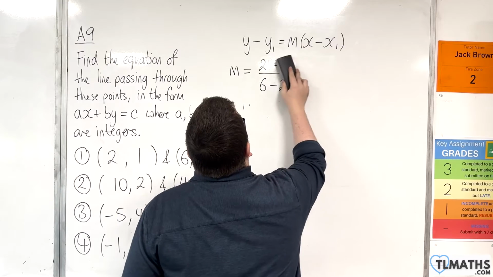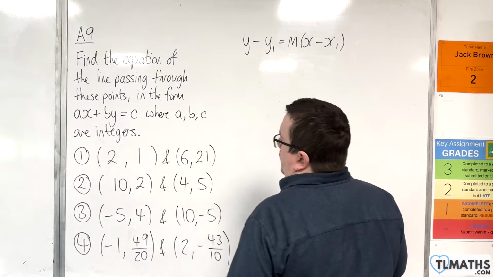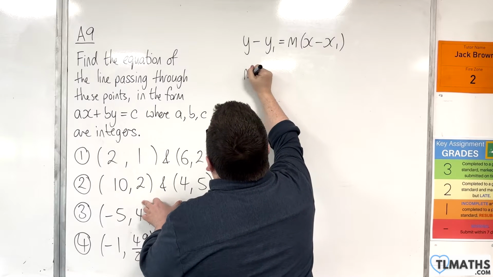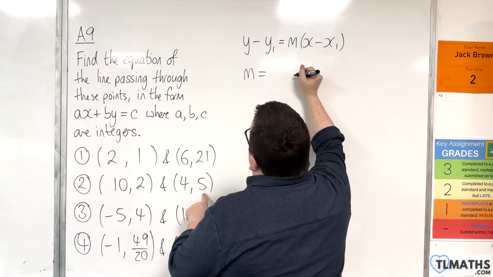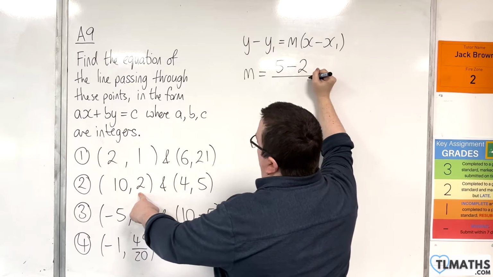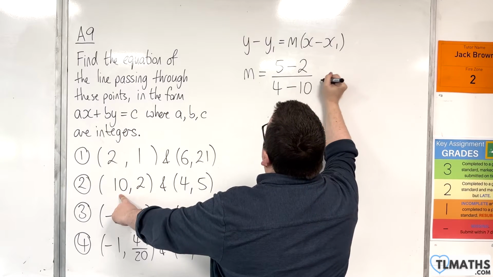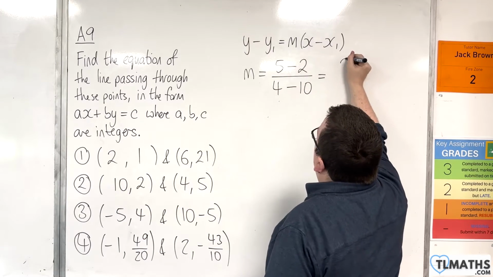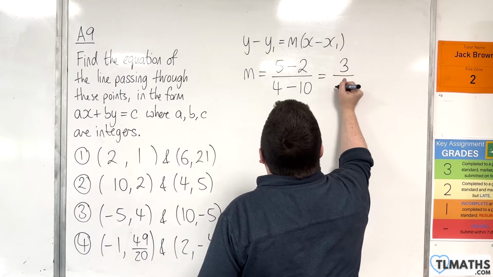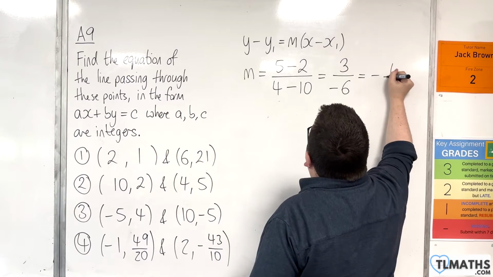Right, let's try question number 2. So, gradient first is y2 minus y1 over x2 minus x1. So 5 take away 2 is 3, 4 take away 10 is minus 6. 3 divided by minus 6 is minus a half.